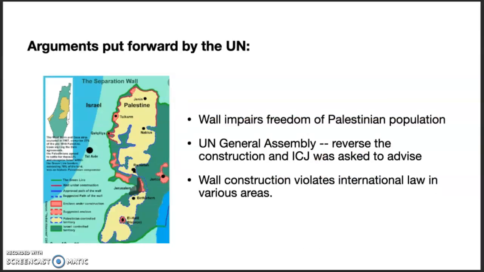The arguments put forward by the UN stated that the wall impaired the freedom of the Palestinian population living in the area. The wall was argued to be in violation of international law.